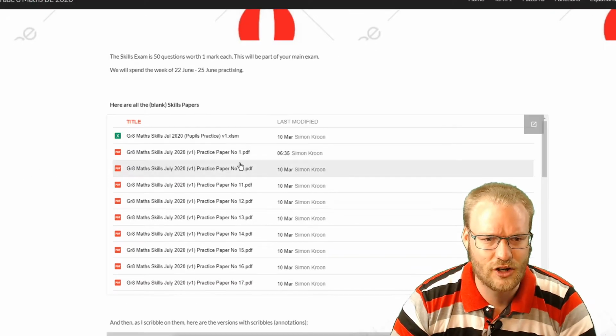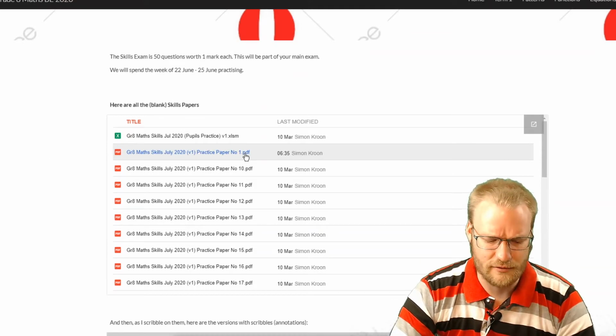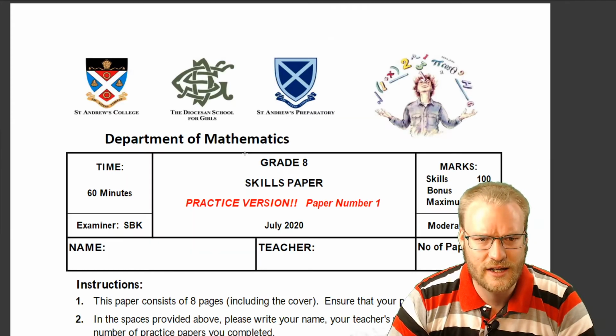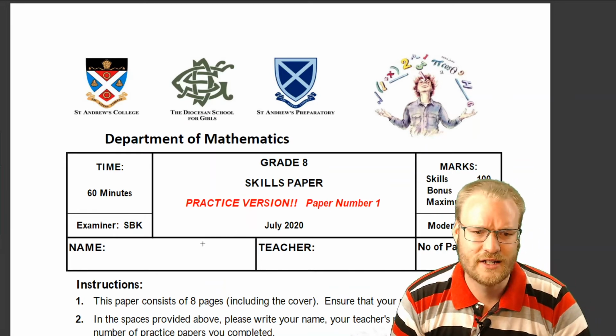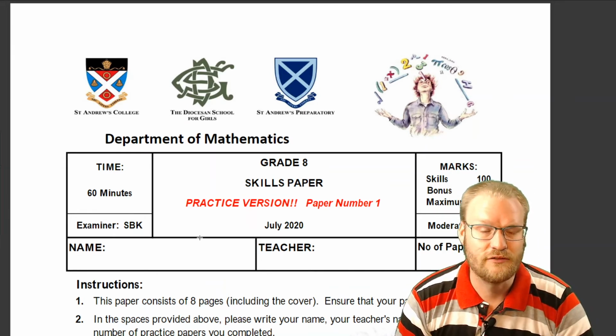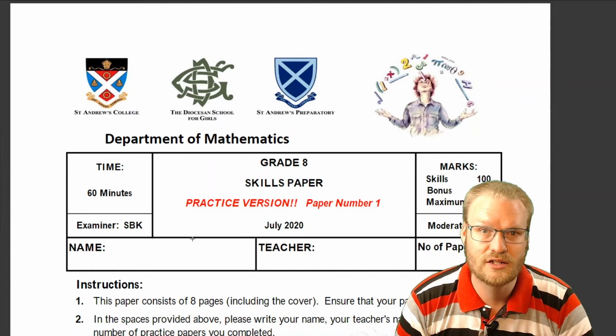So you come here and you go, okay, let's start at number 1. Very good place to start. So you click here and it opens up the skills paper. Now, if you have access to a printer, go for a print. If you don't have access to a printer, no worries, no need either.